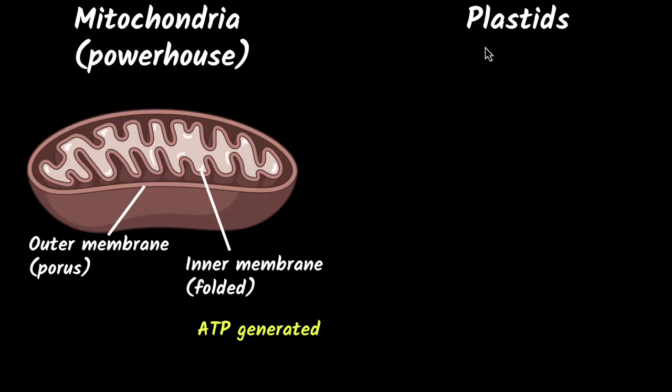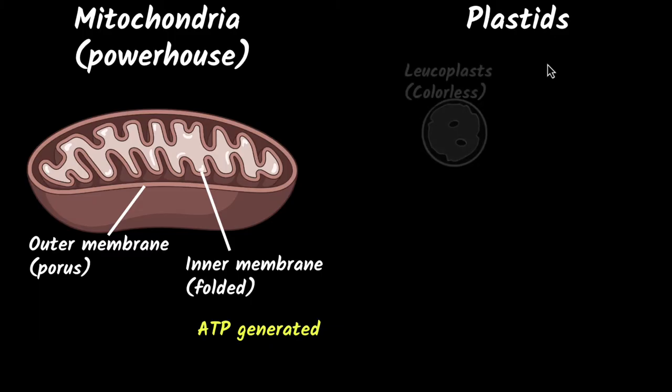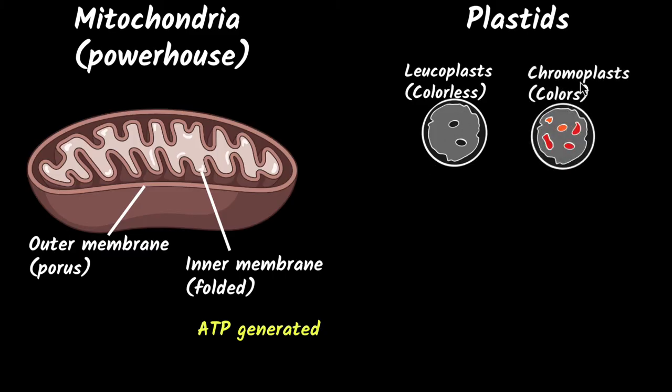But now let's go to plastids. Plastids are found only in plants and algae. But what exactly are they? Well, they are of different types and they have different functions. Usually you can differentiate plastids into two kinds. You have something called the leucoplasts, which are colorless, and you have something called the chromoplasts, which have colors. And you can see chromo stands for colors.